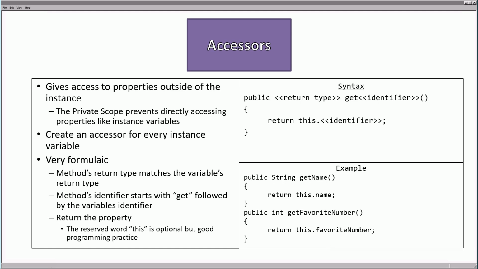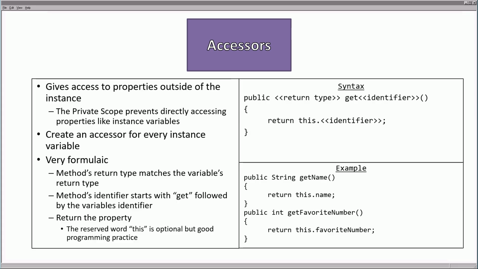Next, we create accessors for every instance variable. Accessors are very special methods that give access to the properties outside of the class. We have to do this because we make the instance variables private. So in order to give access to these values outside of an instance, we create a special method to do this. It is a good idea to go ahead and create an accessor for every instance variable in a class.